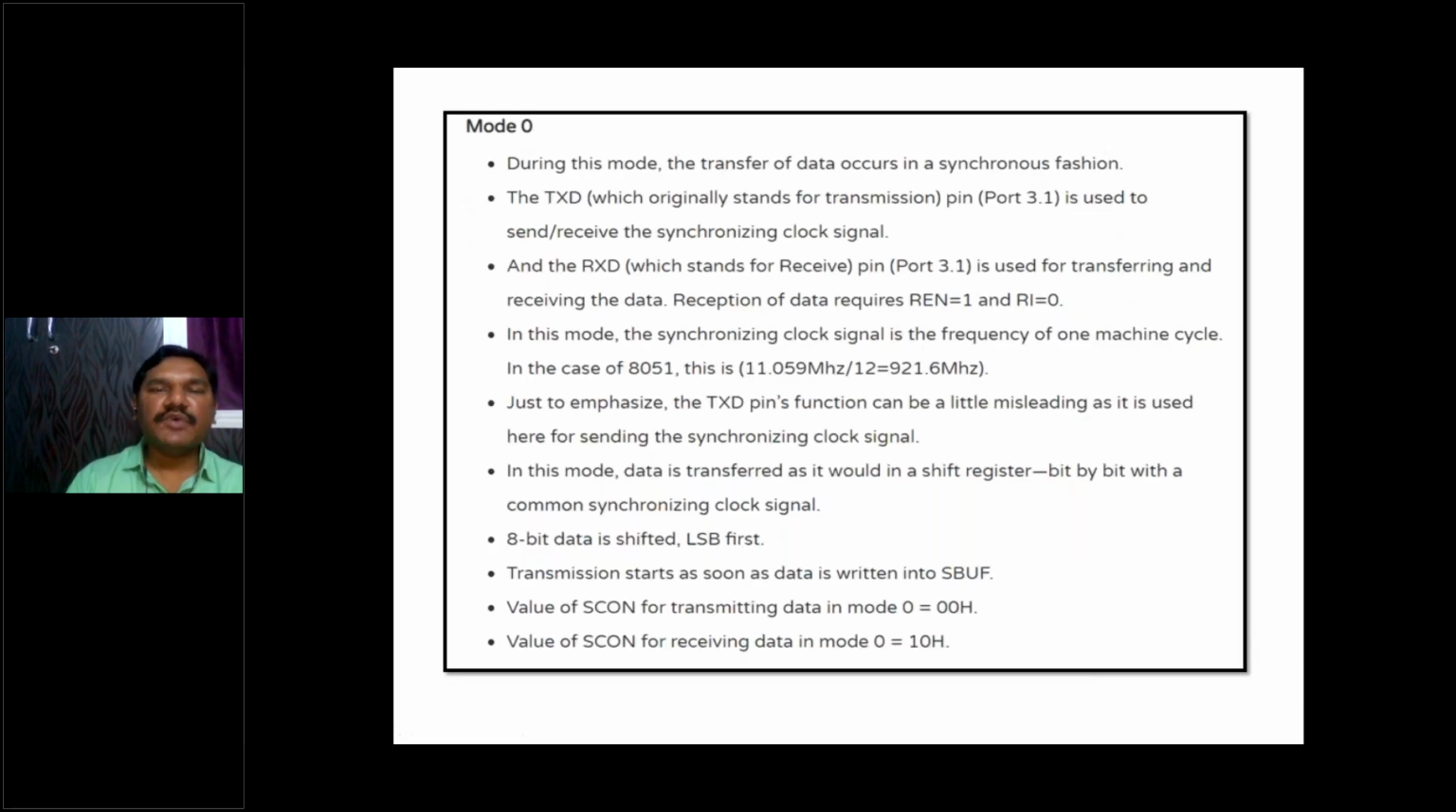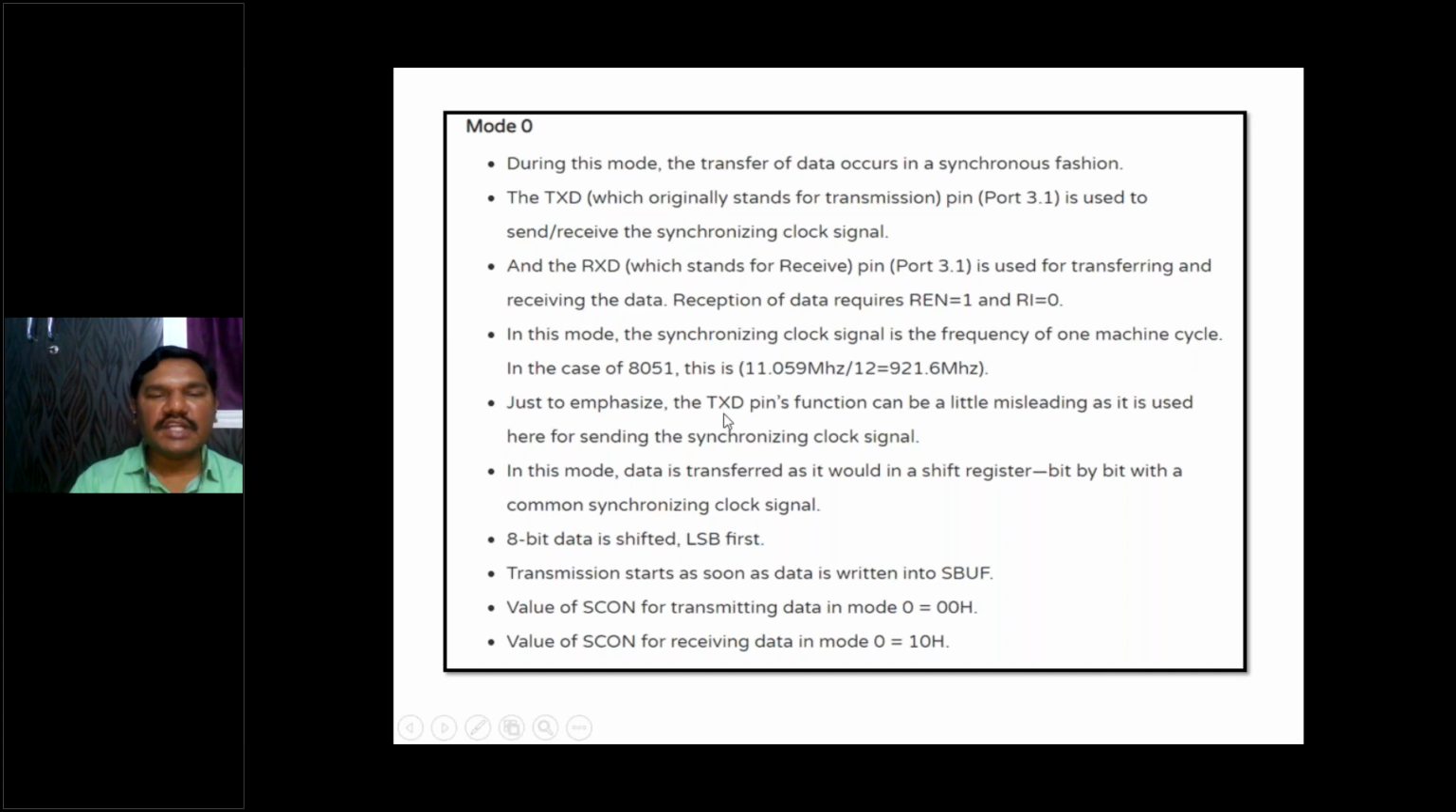During mode 0, the transfer of data occurs in synchronous fashion. What is synchronous fashion? The complete data will be transmitted from the transmitter side to the receiver side, and then no second data will be transmitted from transmitter to receiver. The TXD pin and RXD pin of your port 3, P3.1 and P3.0, are used to send and receive the synchronizing clock signal. So the TXD pin is for clock transmission and the RXD pin is for data transmission or data reception. In this mode, the synchronized clock signal is the frequency of one machine cycle only.